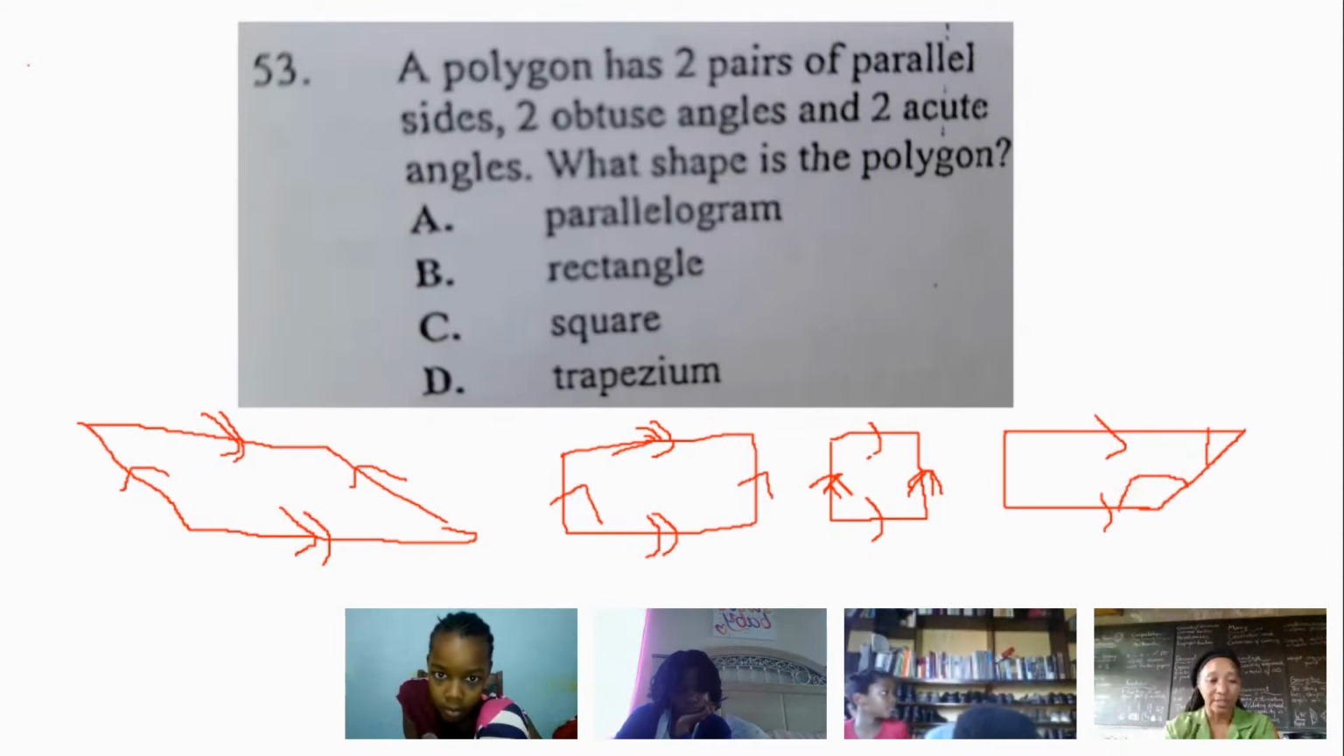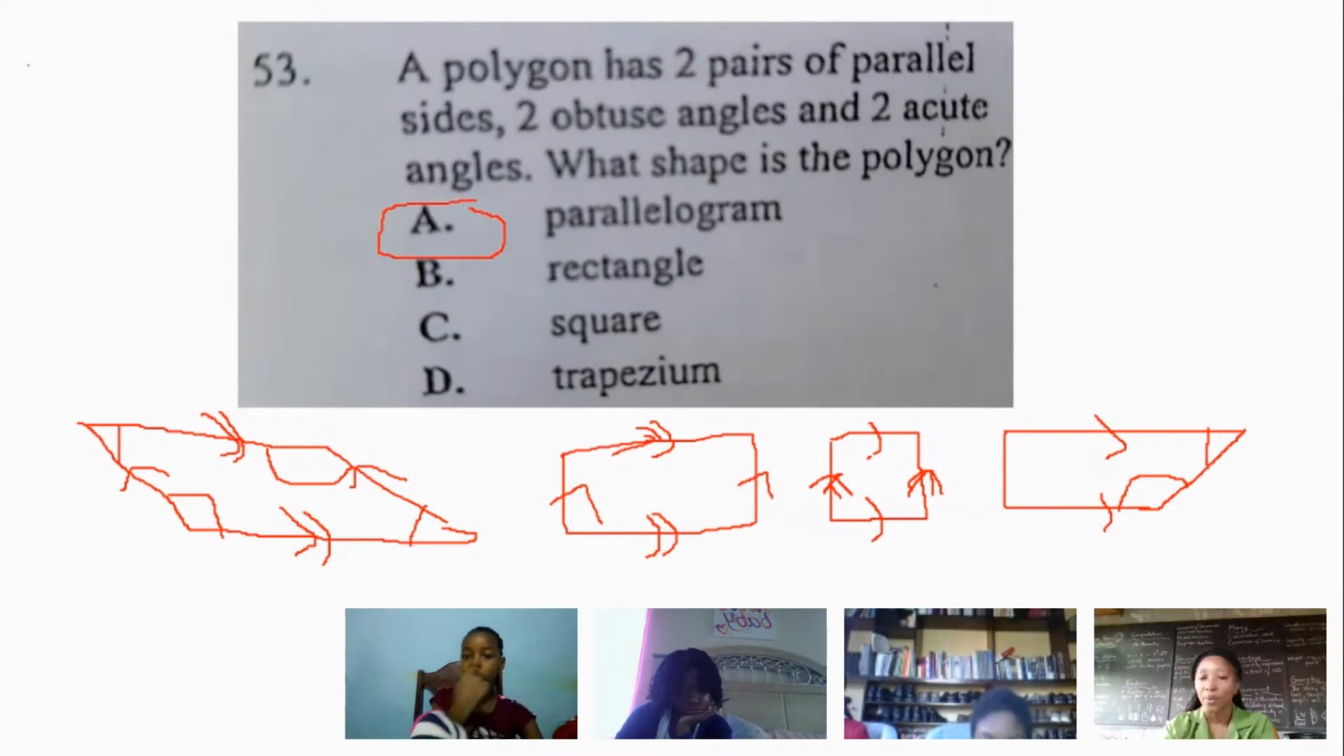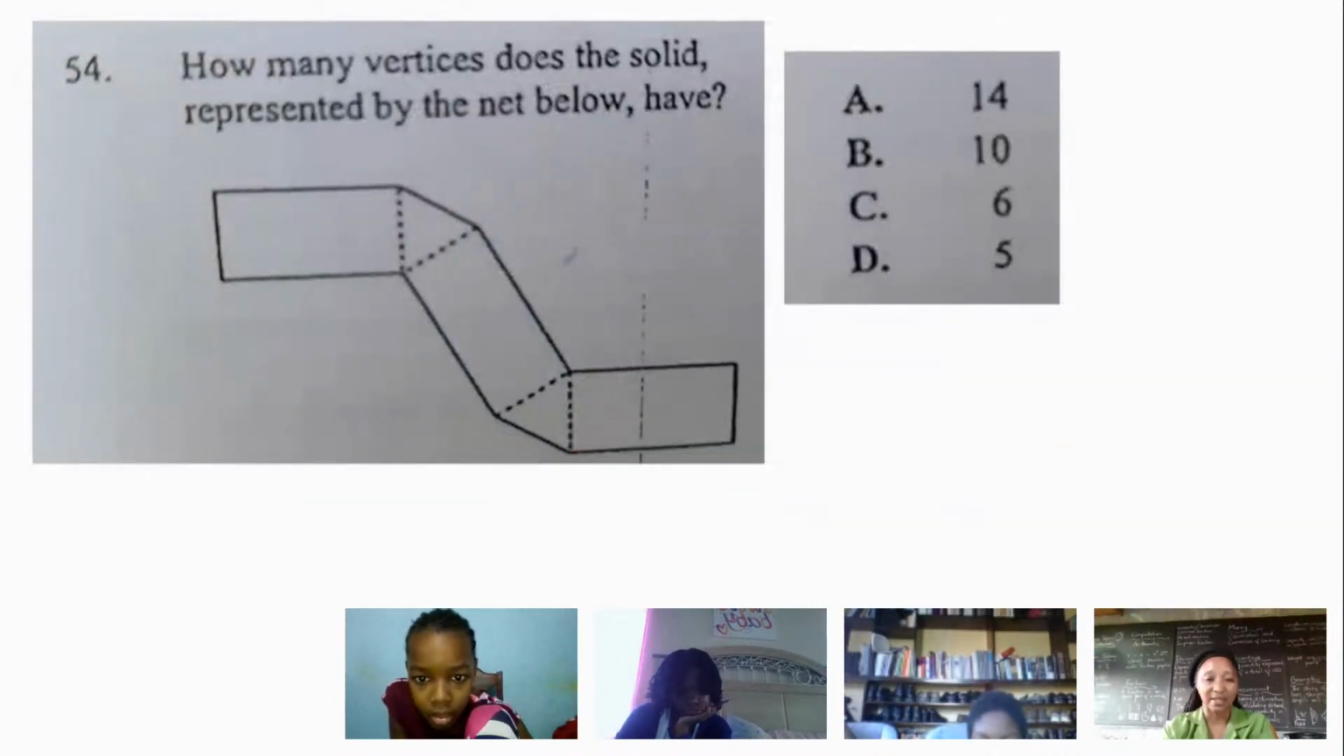So it's the parallelogram. See, the parallelogram has two sides that are parallel, two sides that are parallel. So two pairs of parallel sides. Two obtuse angles. This is one obtuse angle, that's the other. This is one acute angle, that's the other. Okay? All right. Whose question was it? Legende? All right. So now it's Amari's question.